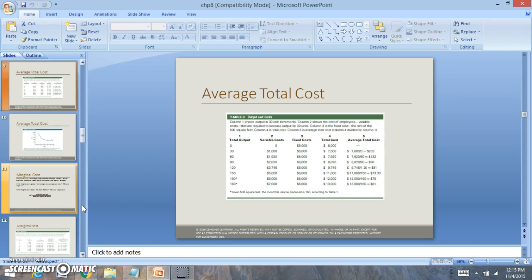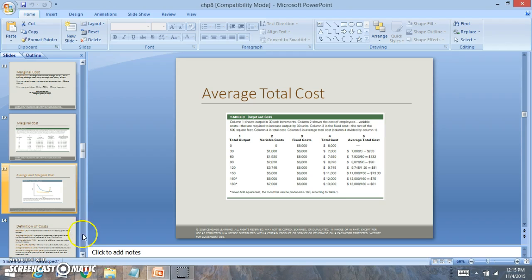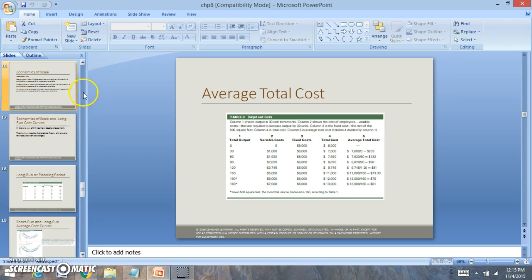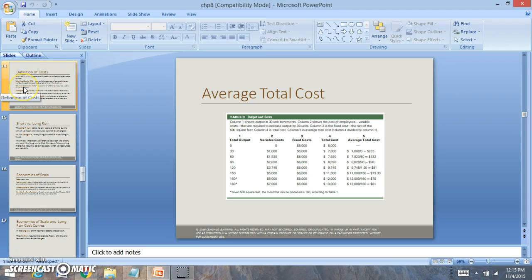Now, why is the average total cost important? The average total cost is important because it looks at how much, on average, it costs a firm to produce X amount of goods. So for them to produce 30 units of output, it costs them on average $233 for each of those units. That is the average total cost to produce 30 units. And you notice the average total cost goes through this U shape. It decreases and then it starts to increase as firms take advantage of the increase in their factors.